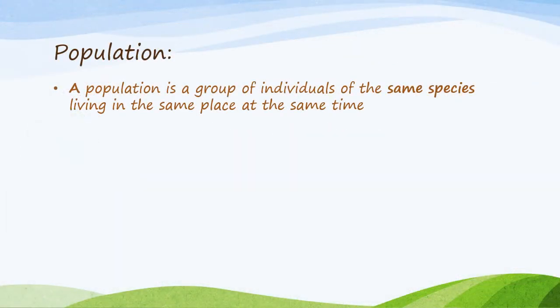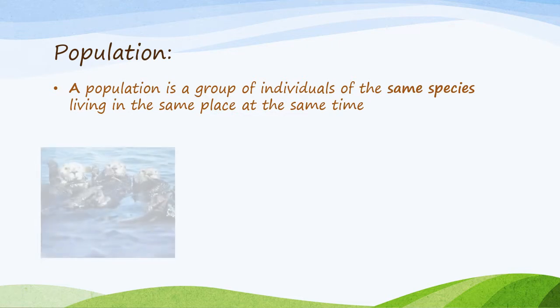All right, so first we need to define what a population is. A population is a group of individuals of the same species living in the same place at the same time. So those of us who live in Salem, Virginia, we are a population of humans because we are all the same species living in the same place at the same time.